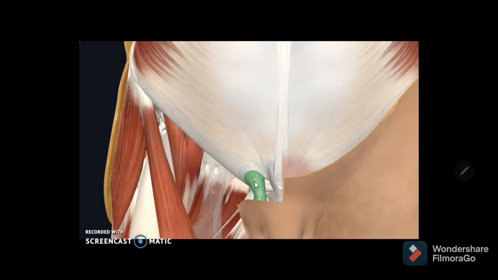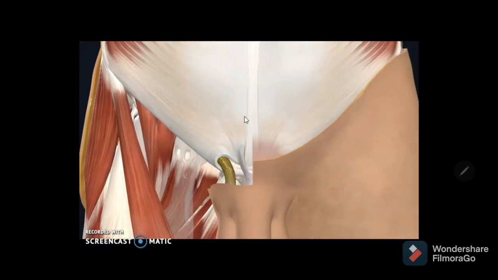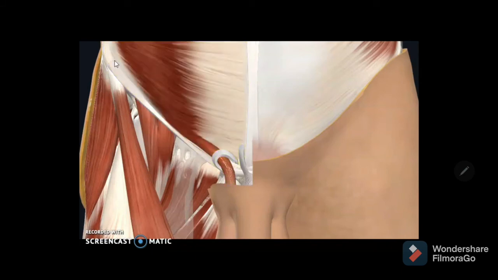Testis and spermatic cord, you can see there. So this is the external oblique having a defect there. When you take over the external spermatic fascia, you can see cremasteric fascia and cremasteric muscle derived from the internal oblique, and you can notice the internal oblique here forming the anterior wall, roof, and posterior wall in the form of conjoint tendon, that is cremasteric muscle.